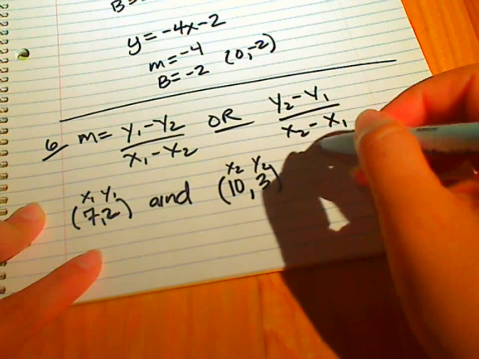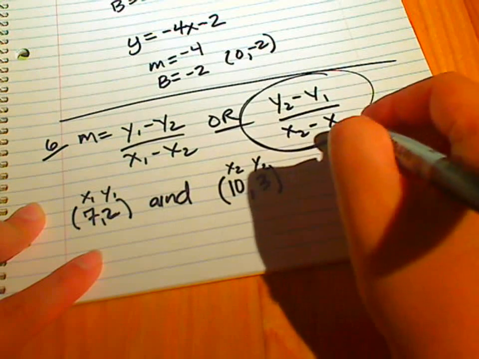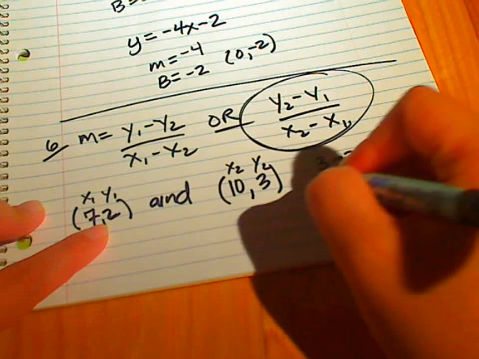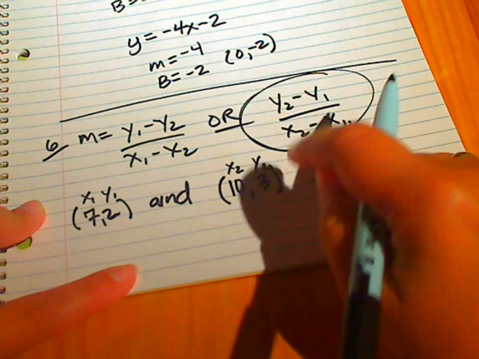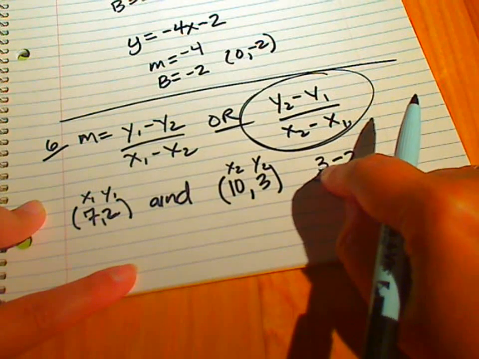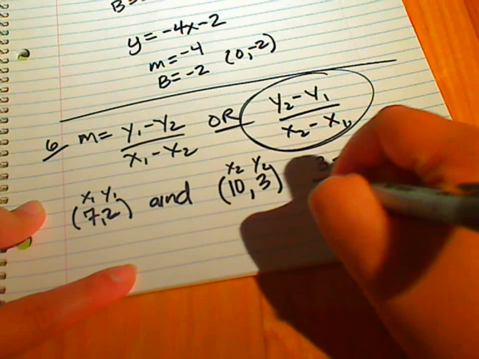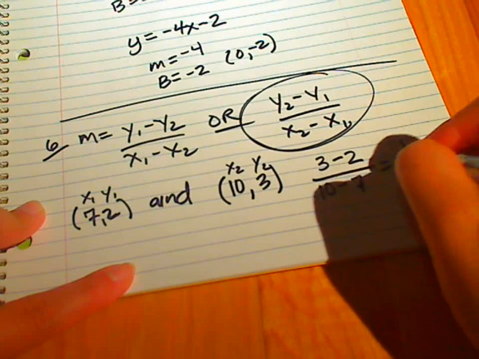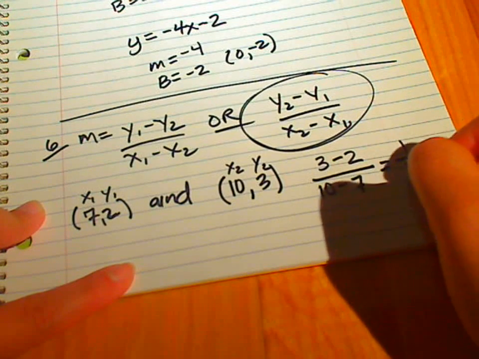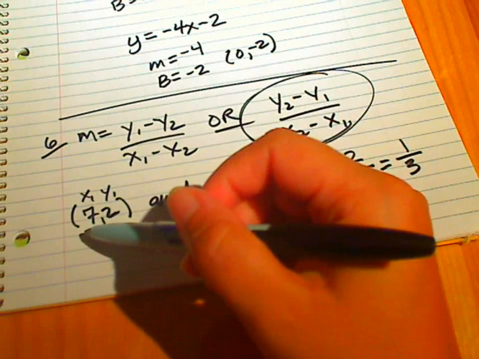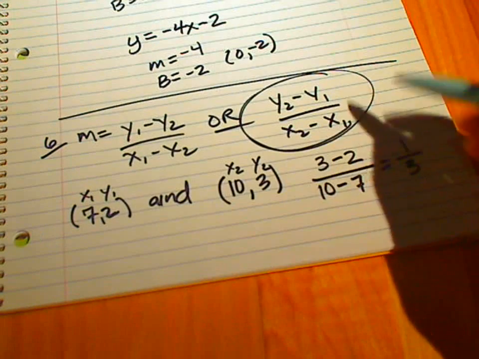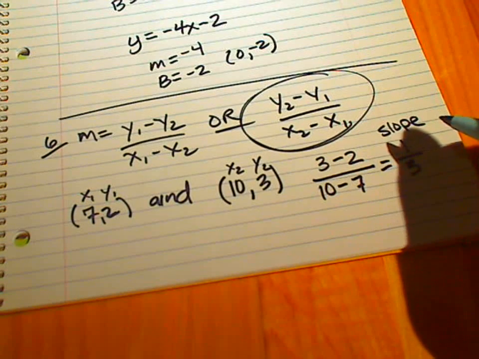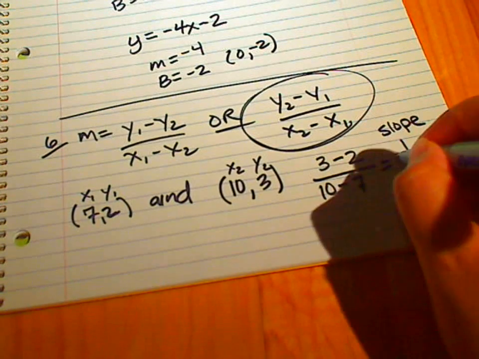I think a lot of you are using this formula, so I'm going to use this one here. So y2 first is 3 minus y1 is 2. Since I use the x2 number first on the top, now I need to use the 10 underneath it, minus 7. So I subtract: 3 minus 2 is 1, 10 minus 7 is 3. So if a line contains these 2 points, the slope of that line is positive 1/3.